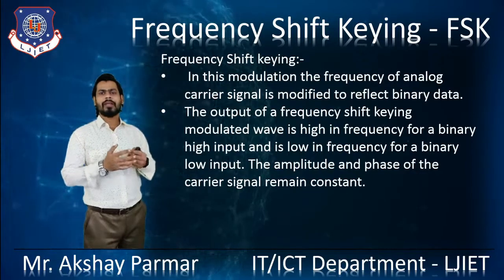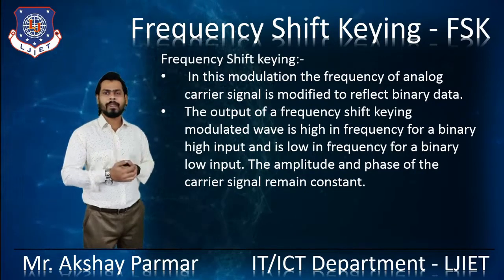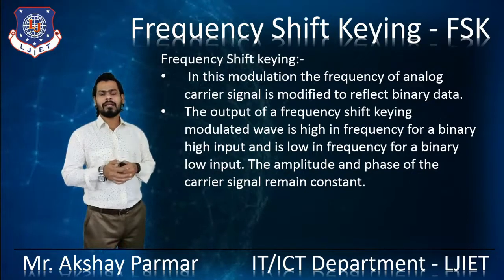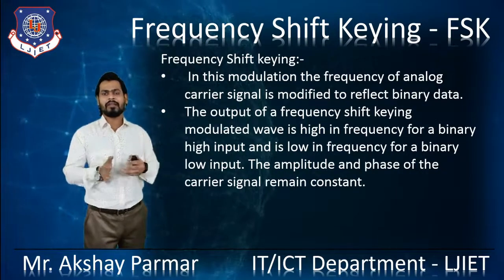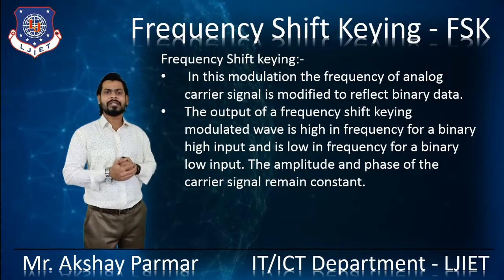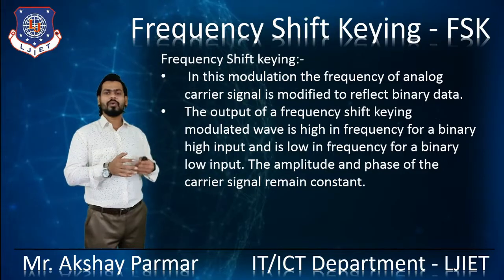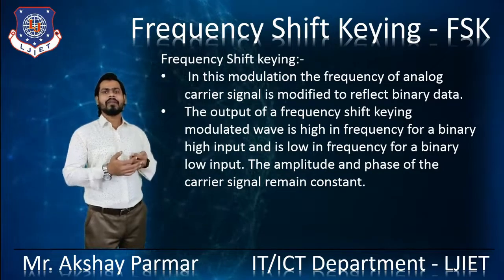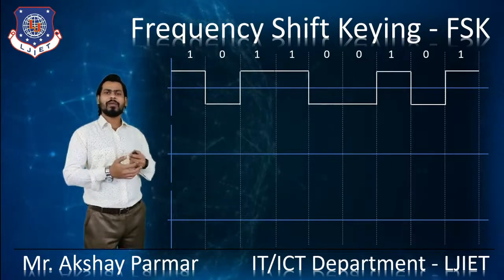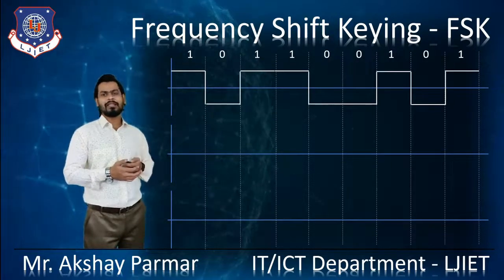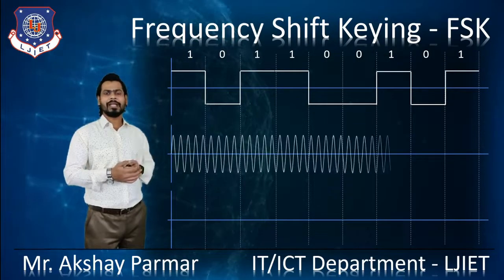So whenever we are representing the higher bit, suppose bit 1, we represent it by a signal which has the higher frequency. Whenever we are representing bit 0, we will represent that bit by the signal which has the lower frequency. Let's see it with a good example, right? So the bit sequence 1011001001 is there, and for the frequency shift keying, the analog signal is there.